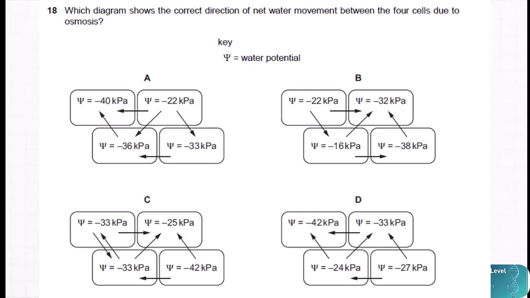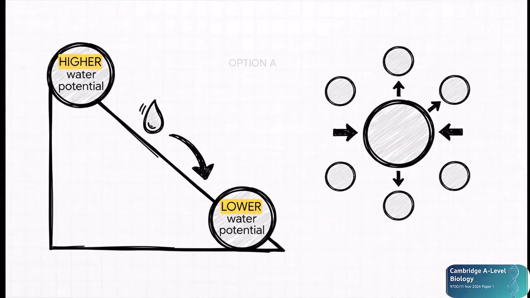Think of it like a temperature scale below 0. Is negative 22 higher or lower than negative 40? It's higher, right? It's less negative. So just imagine water is lazy and always rolls downhill, from a higher number, like negative 22, down to lower numbers like negative 33 and negative 40. And which diagram shows the arrows pointing from high to low? It's A. Water is moving out of the cell, down the gradient.